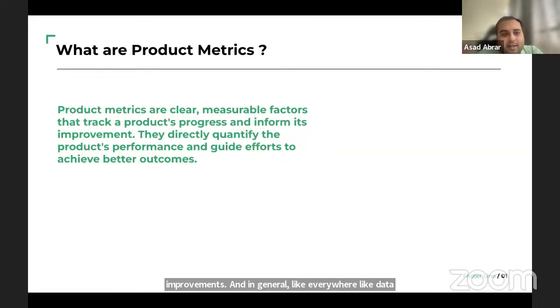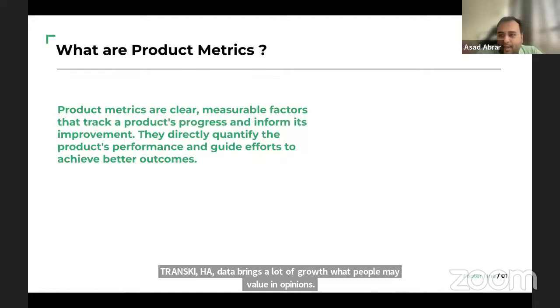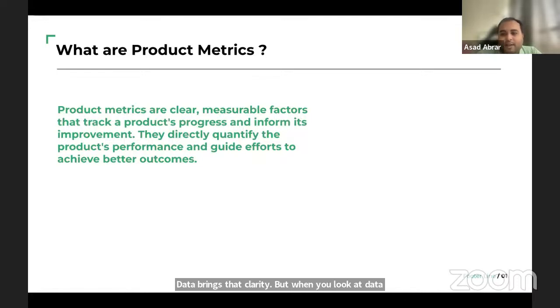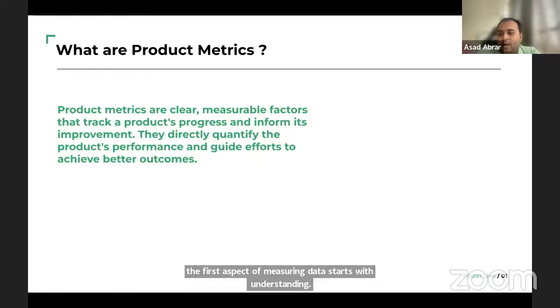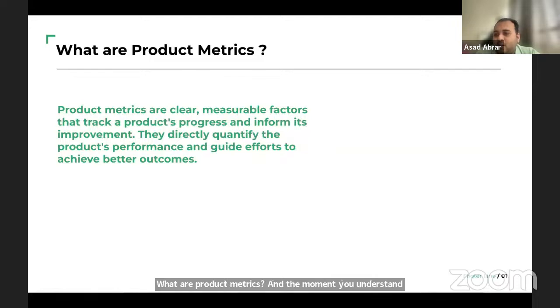Data brings that clarity. But when you look at data in its very rough, unquantifiable form, how do you make sense out of any data? The first aspect of measuring data starts with understanding what product metrics are. And the moment you understand and define product metrics, then using these metrics, you can make a lot of sense of the data that is available to you. Product metrics are clear, measurable factors that track the progress of a product and inform its movement. For example, daily active users.